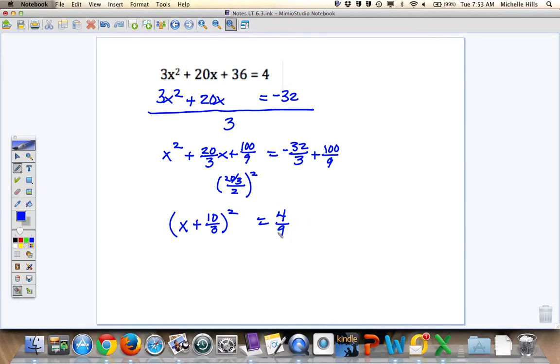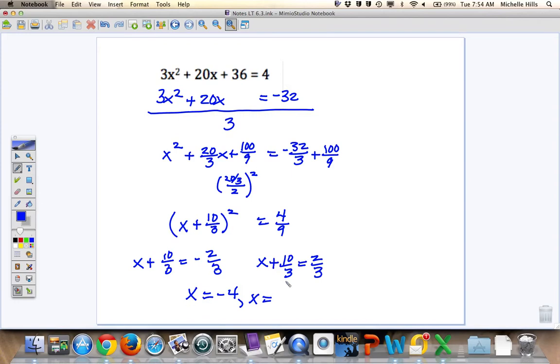Luckily, this is a perfect square because these are both perfect squares. The square root of 4/9 is 2 thirds. So I have my x plus 10 thirds equals negative 2 thirds, and my x plus 10 thirds equals positive 2 thirds. When I subtract 10 thirds from both sides, negative 2 thirds minus 10 thirds is negative 12 thirds, which is negative 4. Negative 10 thirds plus 2 thirds is negative 8 thirds.